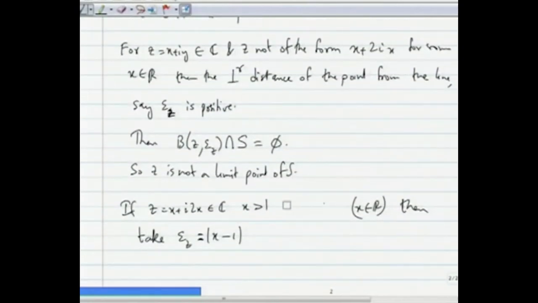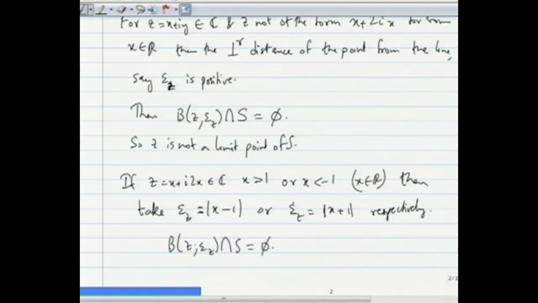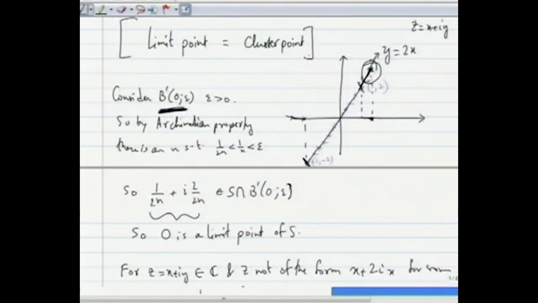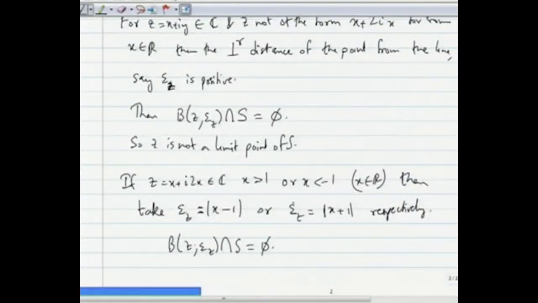So, actually this pertains to x greater than 1. For x less than -1, we can do something similar. We can take epsilon z equal to modulus of x plus 1. So, if x is greater than 1 or x is less than -1, then take epsilon z to be modulus of x minus 1 or modulus of x plus 1 respectively. Then what we can guarantee is that B(z, epsilon z) intersection S is empty, because if you take a ball of this radius, that definitely is going to stay clear of the set. So, that intersection S is empty.